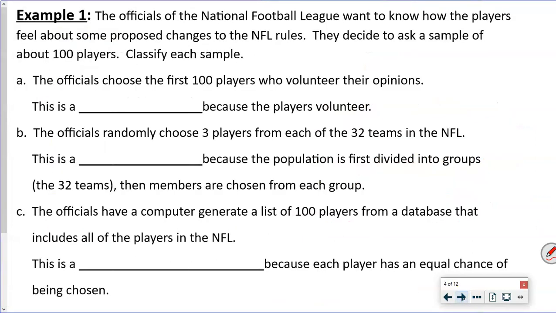All right. So now example 1, the officials of the National Football League want to know how the players feel about some proposed changes to the NFL rules, so they decide to ask a sample of about 100 players. This is asking us to classify each sample. So the officials choose the first 100 players who volunteer their opinions. So this is a self-selected sample because the players volunteer. So this is self-selected.